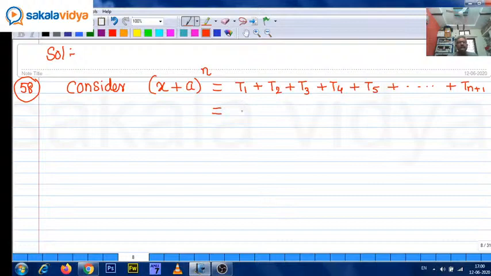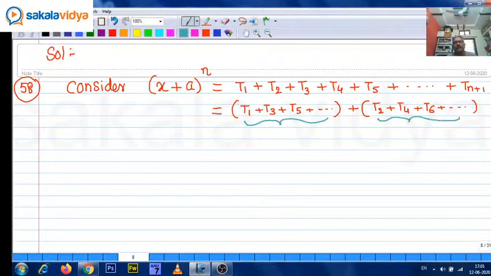So now t1 + t3 + t5 + ... we can write as the sum of the odd terms, plus the sum of the even terms, t2 + t4 + t6 + ... and so on. It is already given that the sum of the odd terms is capital P and the sum of the even terms is capital Q. So this can be written as P + Q. Say this is equation 1.